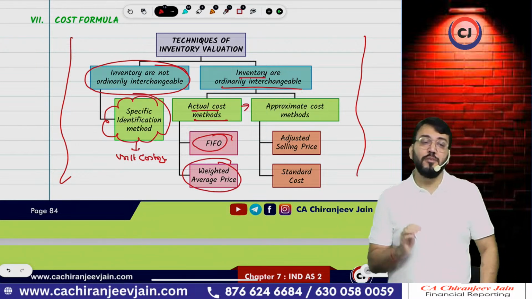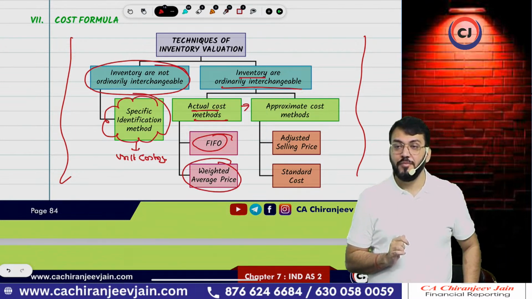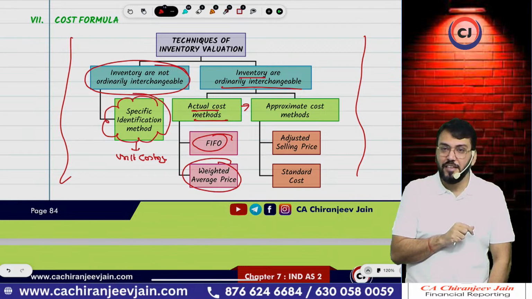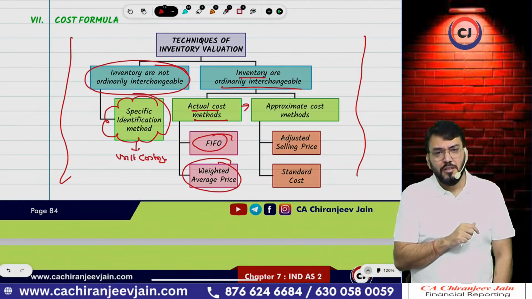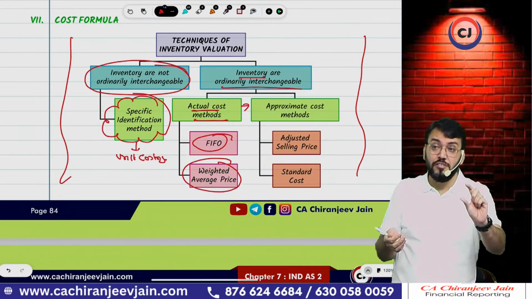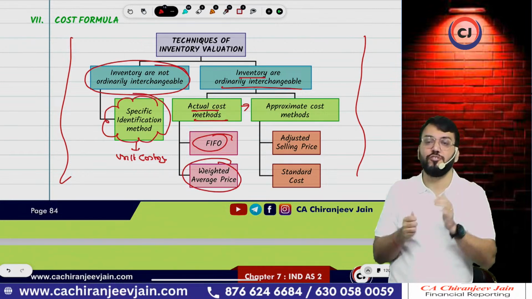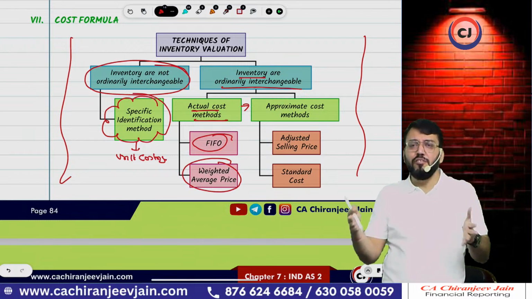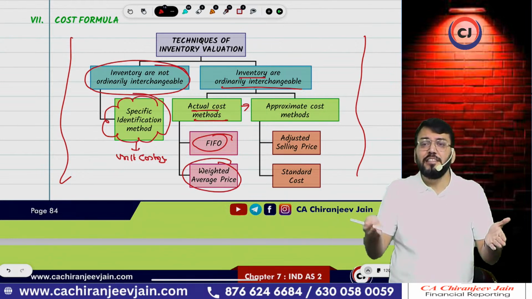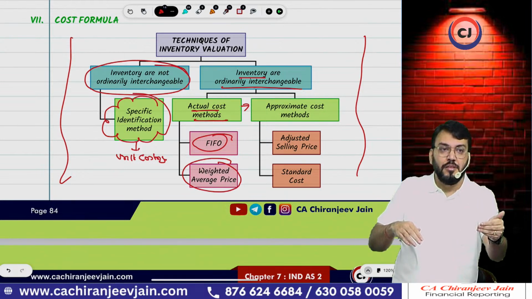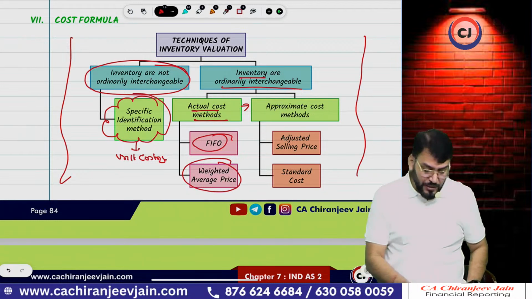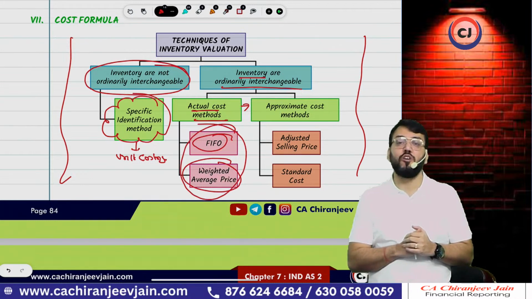But sometimes we are not able to identify the actual cost price. In that case, Ind AS 2 has given two techniques for inventory valuation. In case of a manufacturing organization, quite possibly we are not able to find out the actual cost price attributable to the production. In case of a retail or trading organization also, if you are not maintaining the stock in a computerized system, it is very difficult to find out, and very difficult to apply FIFO and weighted average cost price method.